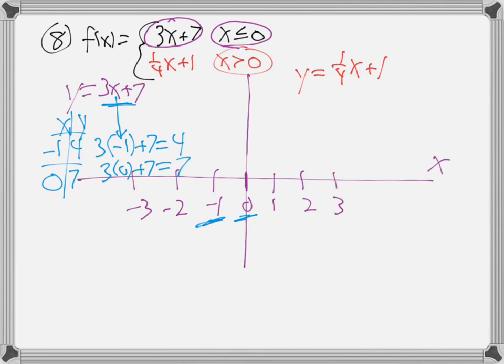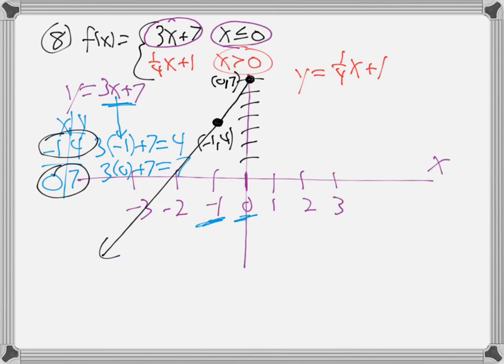Back 1, up 4. Back 1, up 4 right here. And over 0, up 7, right here. Everybody see how I got those 2 dots? Back 1, up 4. Over 0, up 7. Remember, first number's over, second number's up or down. We good? I got a couple dots, and then just connect the dots. There's the left side graph.